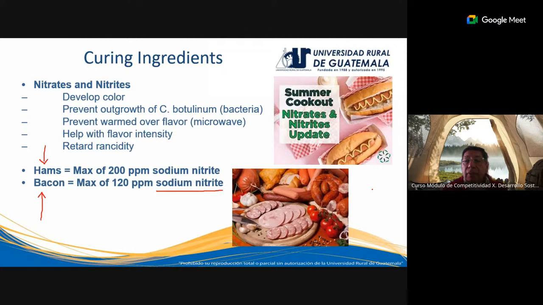Here we can see some examples, because these nitrates and nitrites are used to preserve this type of sausages. We can see hams and also bacon and all of these products that we see on the picture. So let's continue.